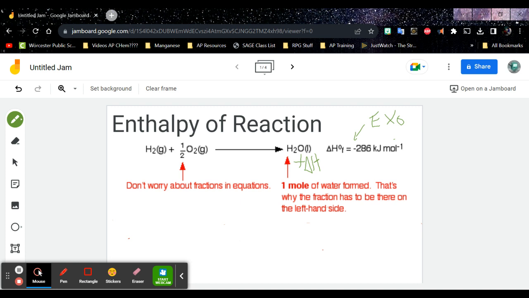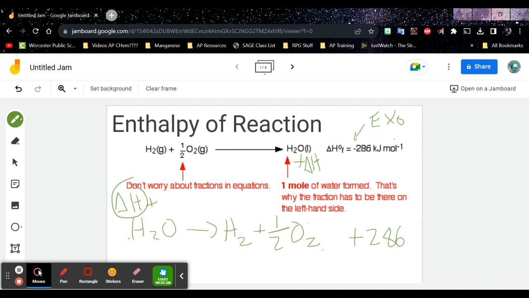Now, if we reversed this reaction, if I wrote it the other way around, so instead of it being the formation of water, it's the decomposition, what that really just does is flip the sign of our delta H. Because by flipping this reaction, we have moved that delta H over to the reactant side, which means I need to add this amount of energy to get my reaction to occur, which means that I'm adding it over here. It's a positive, and it's an endothermic process.